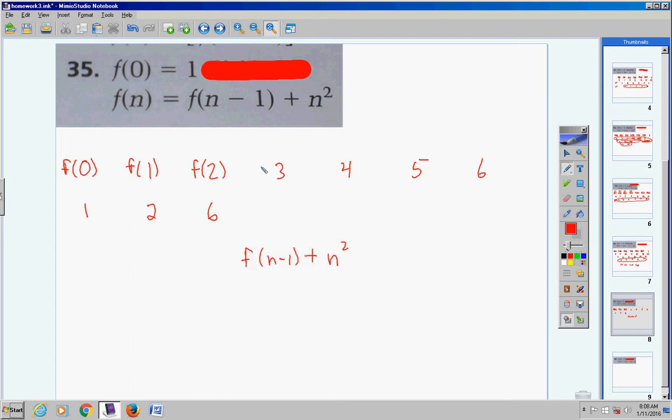Let's find f of 3. So we're putting 3 in for n. 3 minus 1 is 2. So I have f of 2. F of 2 is 6. Bring down your positive sign. N squared. Put a 3 in for n. That's 9. And you'll get 15.